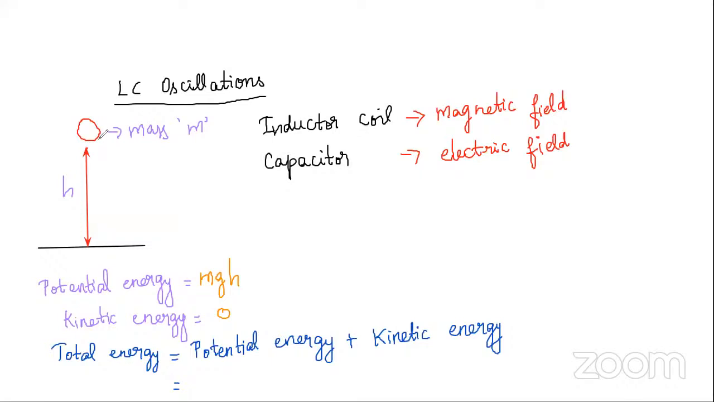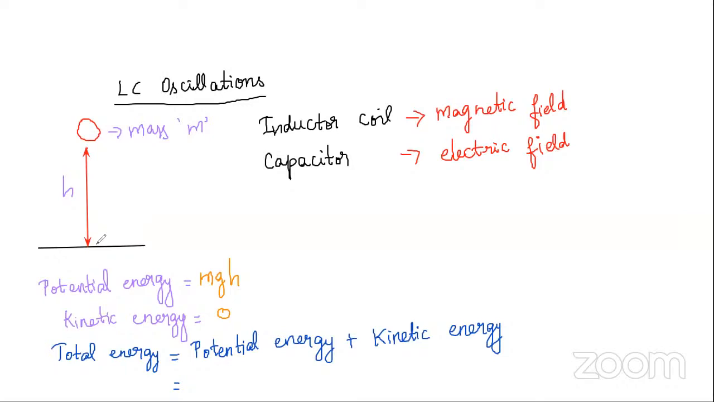During its journey from the height h to the ground level, the potential energy value decreases and the kinetic energy value increases, so that the total energy is constant. The sum of the potential and kinetic energy at each point during its journey remains constant. When it reaches the ground level, the entire energy is converted into kinetic energy so that the potential energy becomes zero. So this is the concept of mechanical energy conservation.